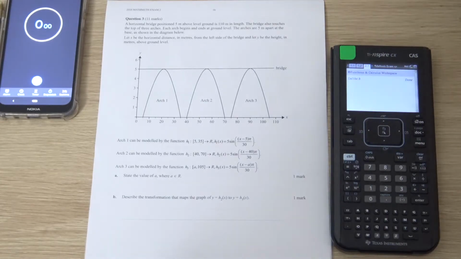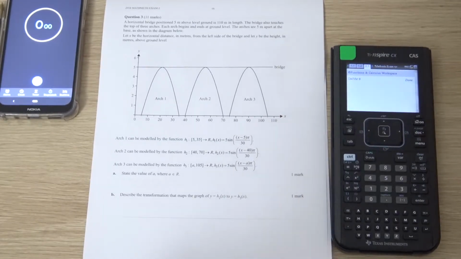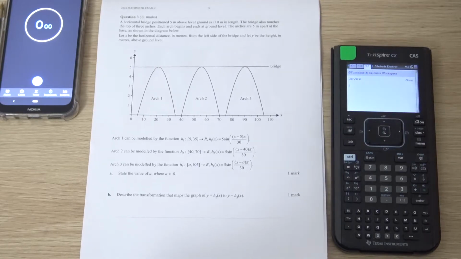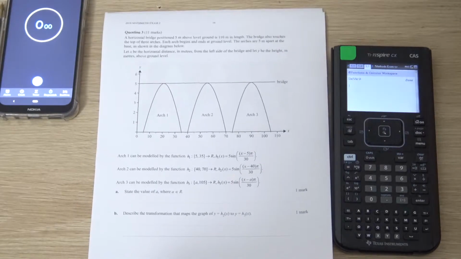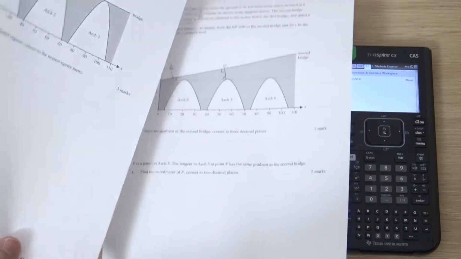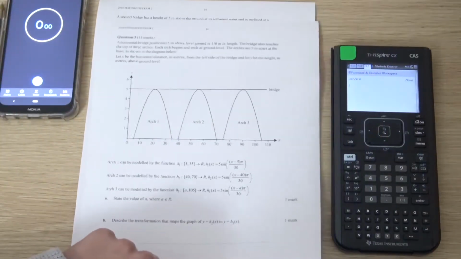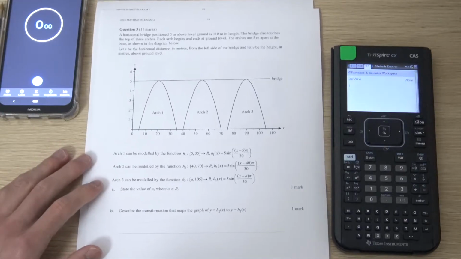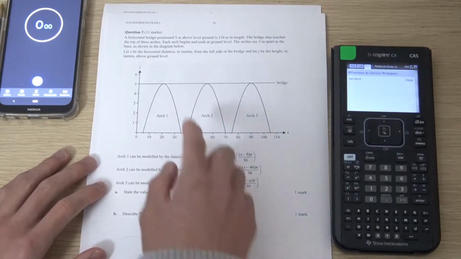Greetings everybody, and today we're going to be taking a look at question 3 of the 2018 Methods Exam 2. So this question is an 11 marker, it's 4 pages, so I have 2 double-sided sheets printed out right here, so there's quite a bit of stuff in there. But the question overall isn't too bad.